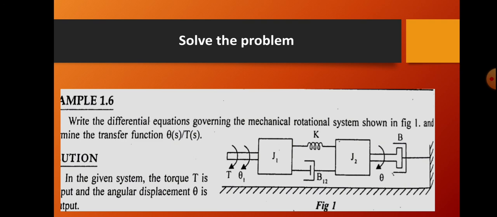So the procedures are similar. First of all you have to draw the free body diagram of J1. Next you have to draw the free body diagram of J2, and you should mark all the opposing forces acting on J1 and all the opposing forces acting on J2. Then you can solve the problem. Okay, it is a simple problem. You do it. If you have any doubt, you can ask me through messages.